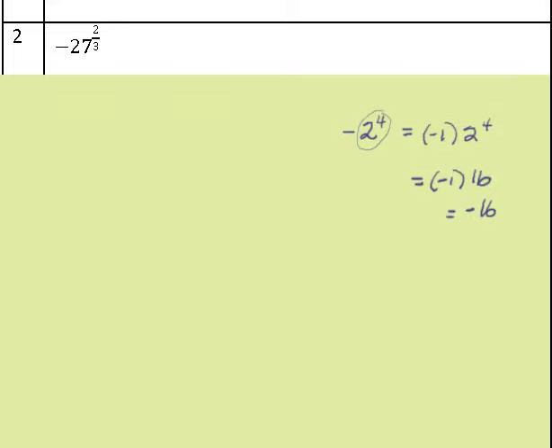So here we apply the same concept. Now we're doing minus 27 to the 2/3. First we're going to take the cube root of 27. The cube root of 27 is 3. We still have this squaring, this exponent of 2, and again, we're only squaring the 3. So we have minus 9.